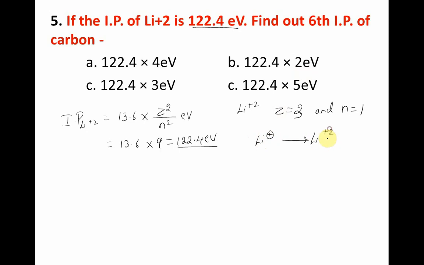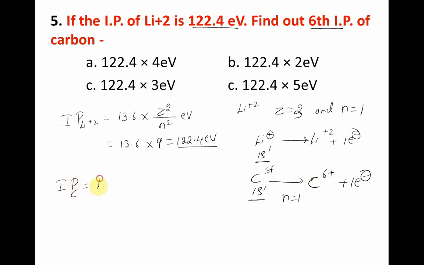When Li+ is converted into Li2+, by loss of an electron, the electron configuration goes from 1s1 to 1s0. Like that, find out the 6th ionization potential of carbon. The 5th means C5+, because I need to get 1s1 again. C5+ gets converted into C6+, the 6th ionization potential, with loss of 1 electron. So here again n value is equal to 1. Therefore the ionization potential of carbon is equal to 13.6 into 6 square divided by 1 square. Carbon atomic number is 6, 6 square is 36.